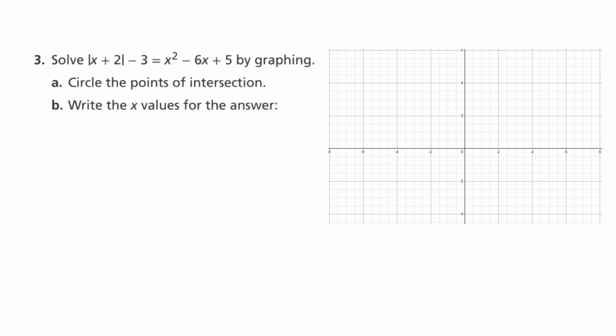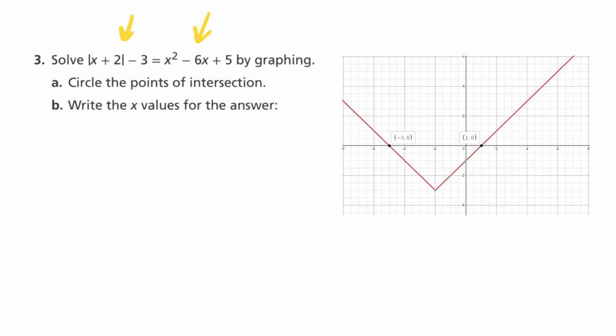So as we take a look at this, we see we have an absolute value equation on the left side and a quadratic equation on the right side. And then it says we want to solve this by graphing. So what we're going to do real quick is graph these one at a time. My absolute value is going to look like we have here. I've highlighted the x values because if we only had the absolute value of x plus 2 minus 3 set equal to 0, these would be the solutions.